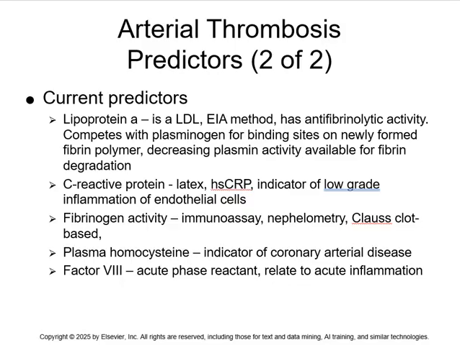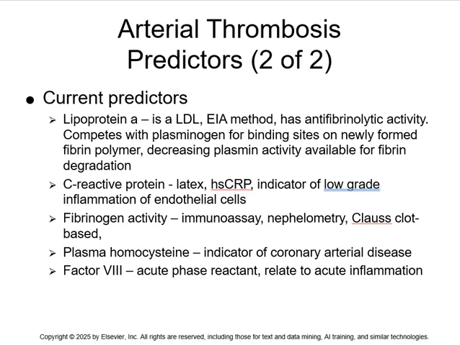So the current predictors that they look for arterial thrombosis is lipoprotein A. It's a type of LDL, and it's an enzyme immunoassay method. It has a very high antifibrinolytic activity. It actually will compete with plasminogen for binding to the fibrin, so it decreases plasmin activity available for fibrin degradation. So we have problems with that.